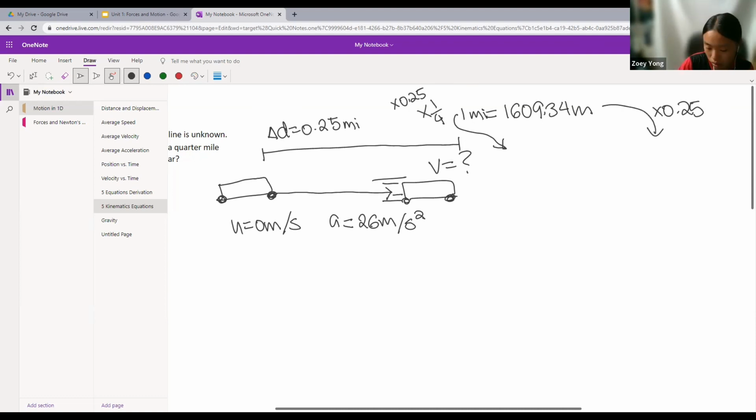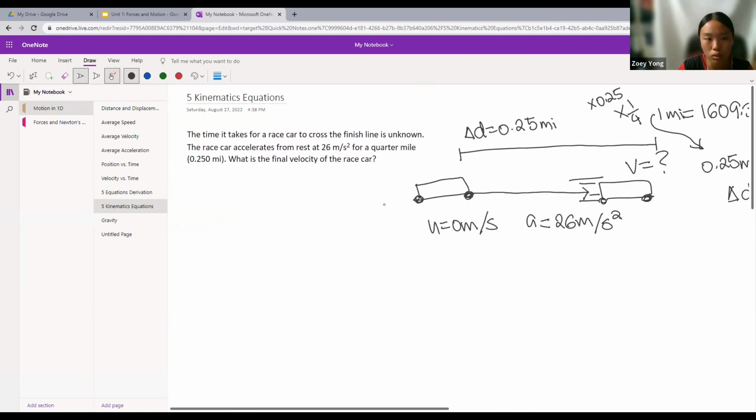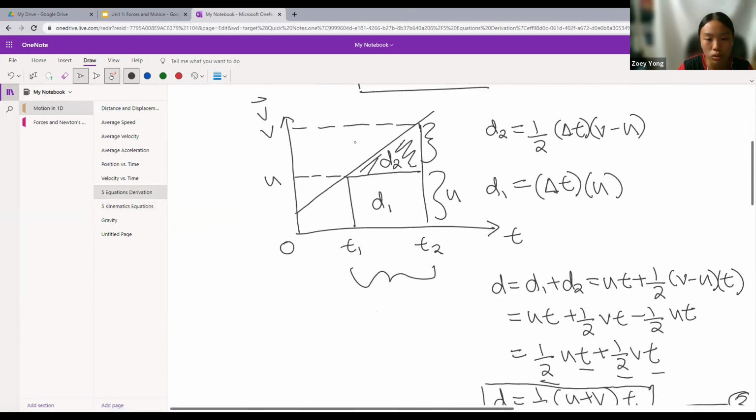What you're going to get is 0.25 miles on this side is equal to 1609.34 times 0.25. Use your calculator, you're going to get 402.336 meters. We're going to plug that in for the displacement. The displacement equals 402.336 meters. If you remember from the equation we derived earlier, you can see which one of these equations we can use.